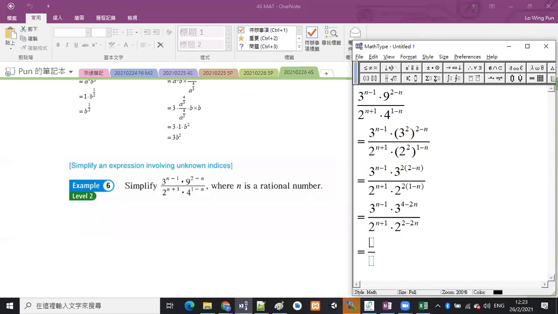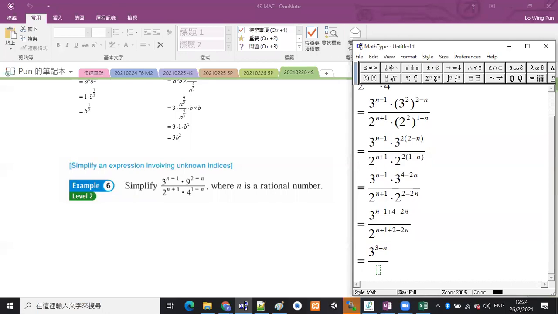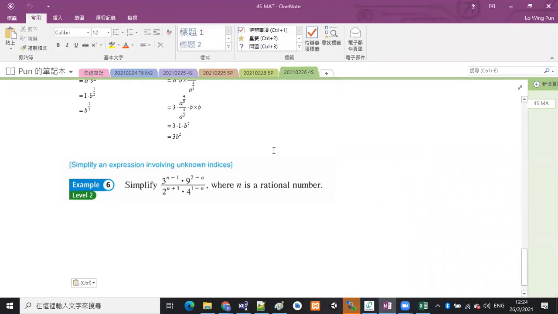And then for the upper part, both terms are of base 3. So when they are multiplied together, you can add their indexes together. So 3 to the power n minus 1 plus 4 minus 2n. And then for the lower part, we have 2 to the power n plus 1 plus 2 minus 2n. Okay, and then you simplify the index first. We have 3 to the power 3 minus n, and 2 to the power 3 minus n again. Is that okay? So this one can be the answer already.